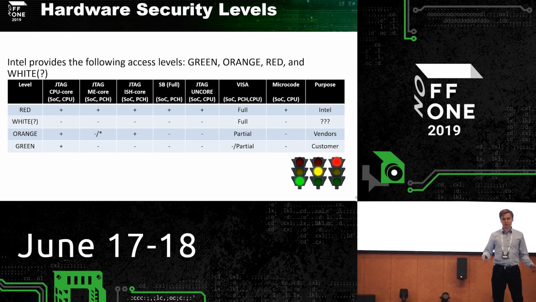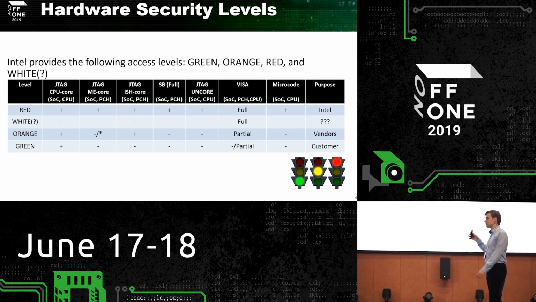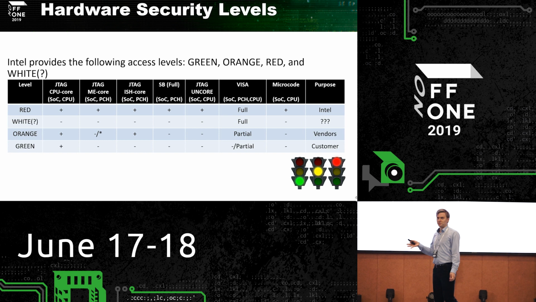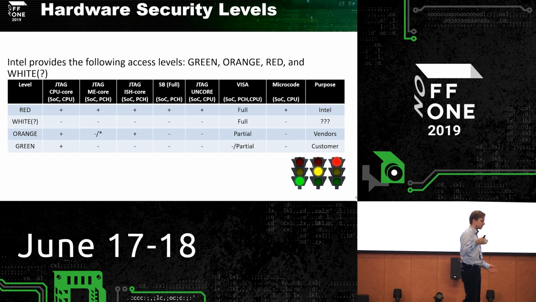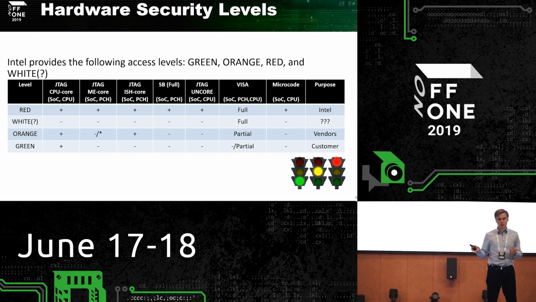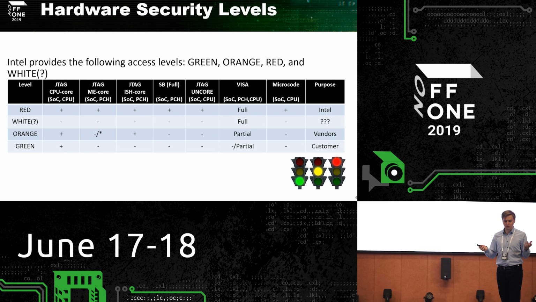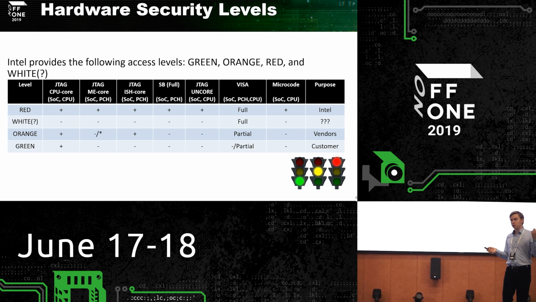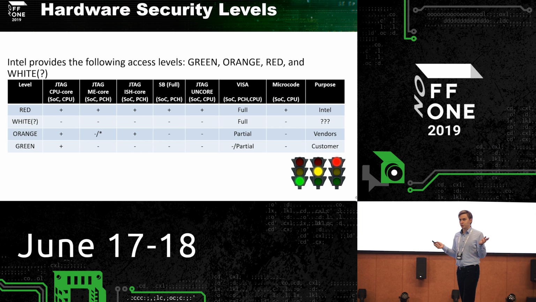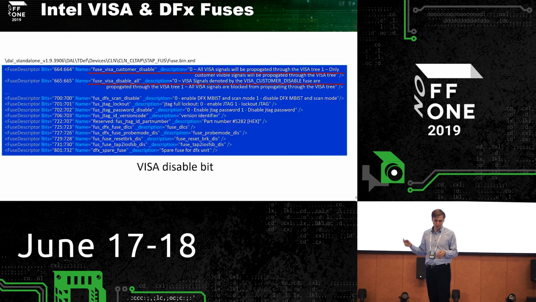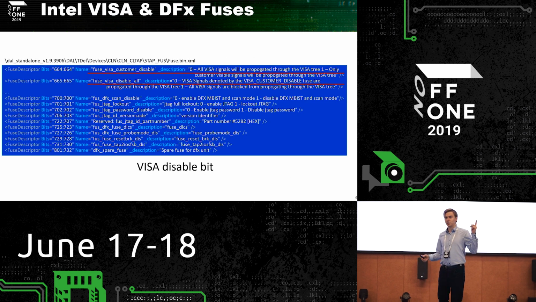A couple of words about security. There are 3 or maybe 4 ways of unlocking. Red unlock is for Intel engineers, orange for engineers and providers, such as ASUS. Green applies to platforms that you buy in stores. They're locked in some way. And there's also a white access level that perhaps only Visa needs.